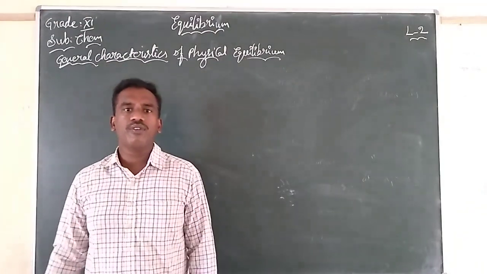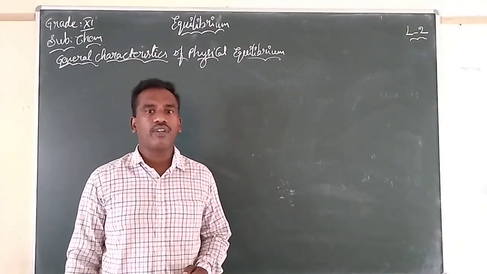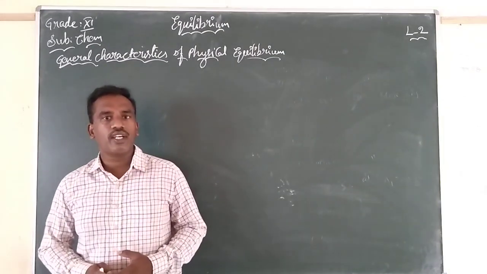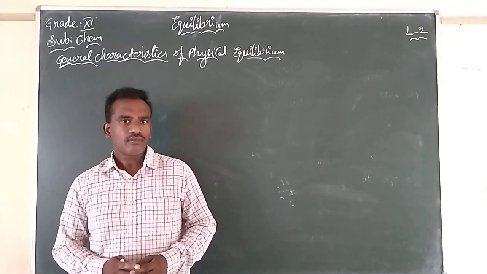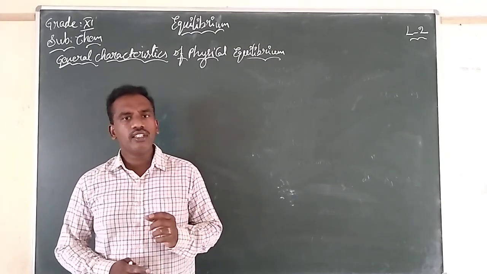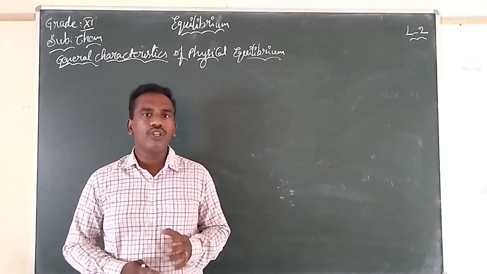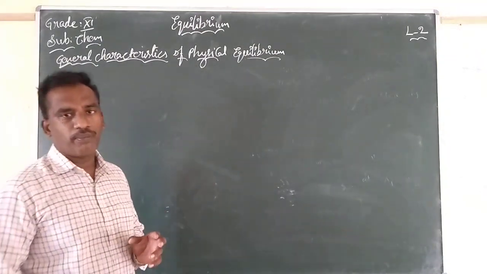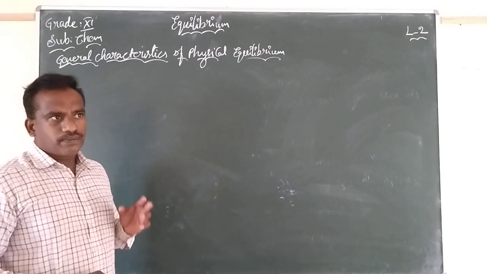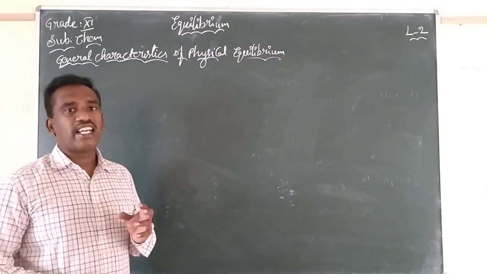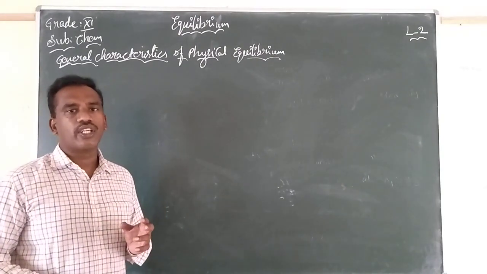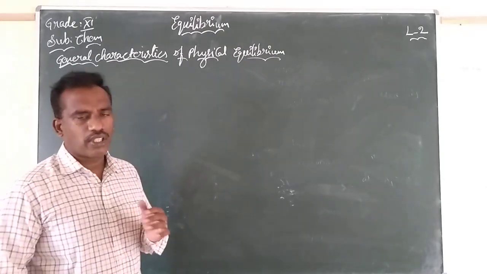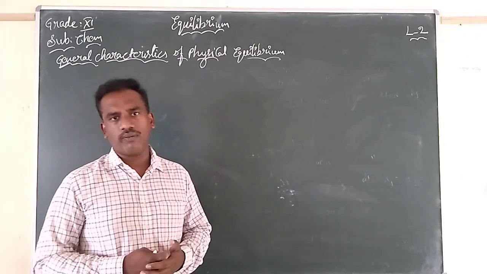In the yesterday video, or the day before, we had learned about the equilibrium. Do you remember the concept, children? Yeah, very good. In this video, we are going to continue with the concept where we left in the previous class. What are the general characteristics during a physical equilibrium? This is the small concept. Then after we will go with the chemical equilibrium.